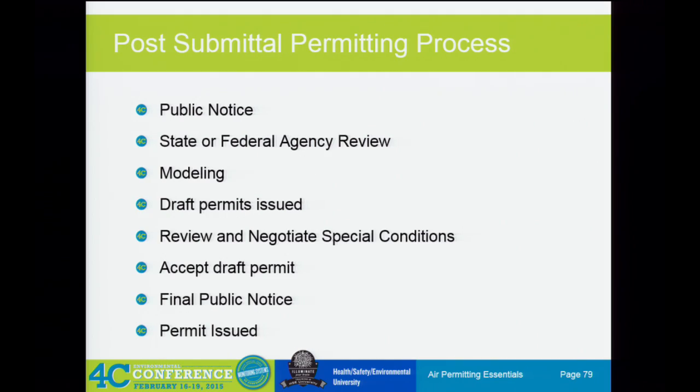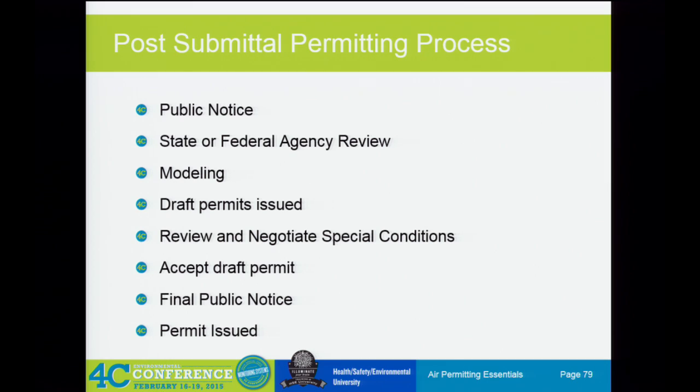Following the submittal of your application, once you've submitted to your state, you'll tend to go through at least one public notice at the very beginning, and sometimes a final public notice, or depending on your state's requirements, it might be just a final public notice at the very end. The state or federal agency will review that permit. You might have to do some modeling to determine impacts, health impacts if it's an individual state for your individual VOCs, or if it's a PSD permit, you'll do your PSD modeling.